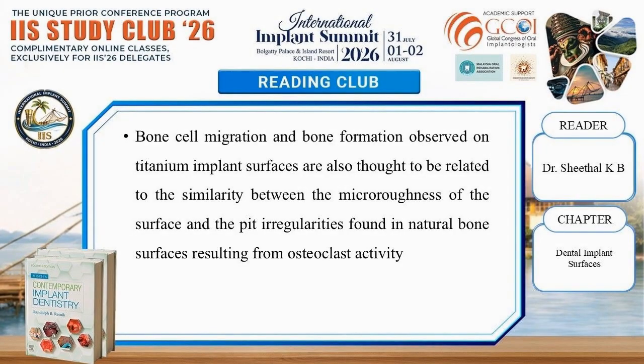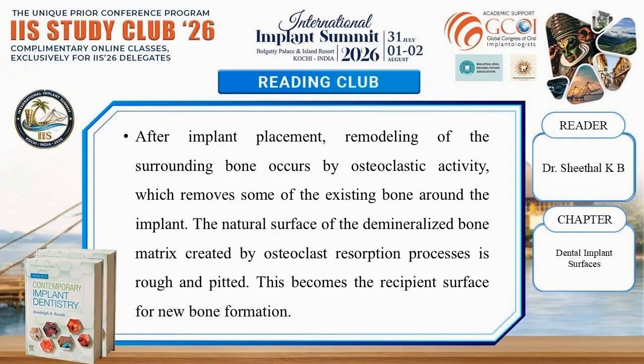Bone cell migration and bone formation observed on titanium implant surface are also thought to be related to the similarity between the micro-roughness of the surface and the pitch irregularities found in natural bone surfaces resulting from osteoclast activity. After implant placement, remodeling of the surrounding bone occurs by osteoclastic activity, which removes some of the existing bone around the implant. The natural surface of demineralized bone matrix created by osteoclast resorption process is rough and pitted. This becomes the recipient surface for new bone formation.